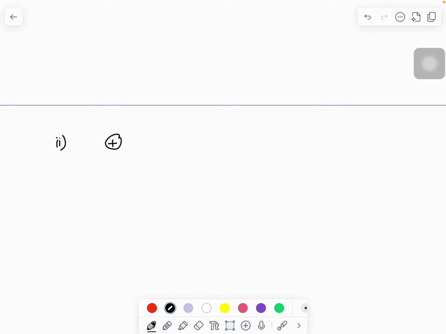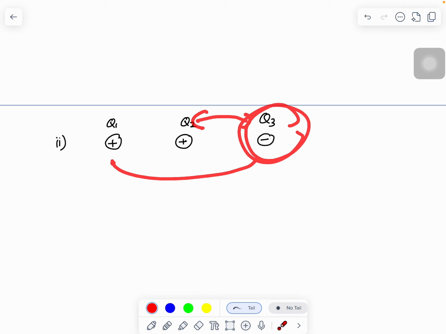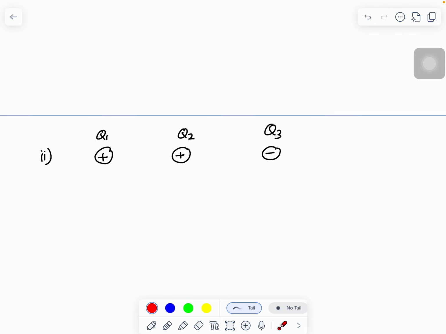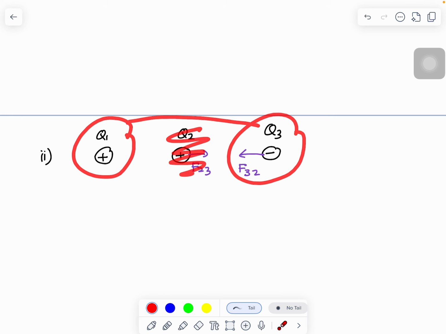kita lukis baliklah tadi. So kita ada Q1 dan kita ada Q2, and then kita ada Q3. So kita punya fokus adalah pada Q3 only. Maksudnya kita akan tengok Q23 and then Q13. Okay, so Q2 dan Q3 positif, they will attract each other. So dekat sini F32, here will be F23, and then Q3 dan Q1. So kita anggap ini tiada lah. Okay, interaction between them only.